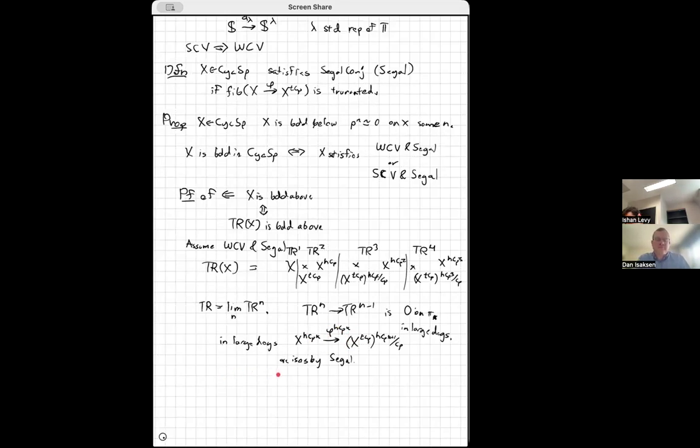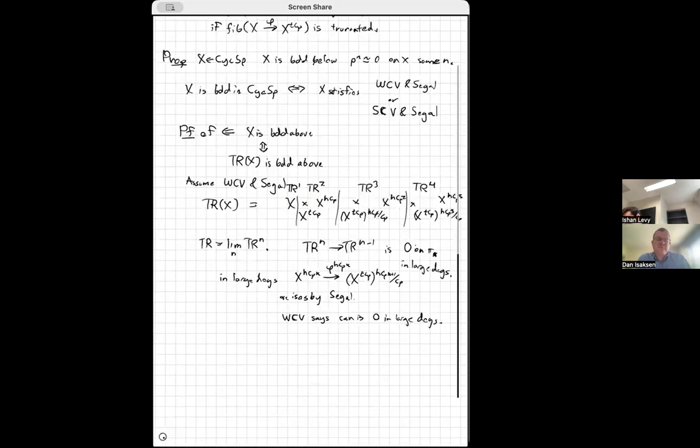And in large degrees, the canonical map, so weak canonical vanishing, says that the canonical map is 0 in large degrees. And so if you think about what these pullbacks are doing, you're basically just looking at this map is essentially an isomorphism and this map is essentially 0. And so each of these transition maps in large degrees is just the 0 map on homotopy groups. And that's exactly what we wanted. Okay.